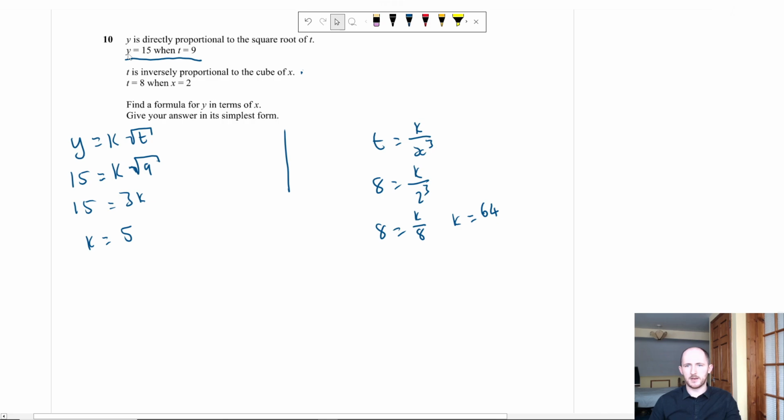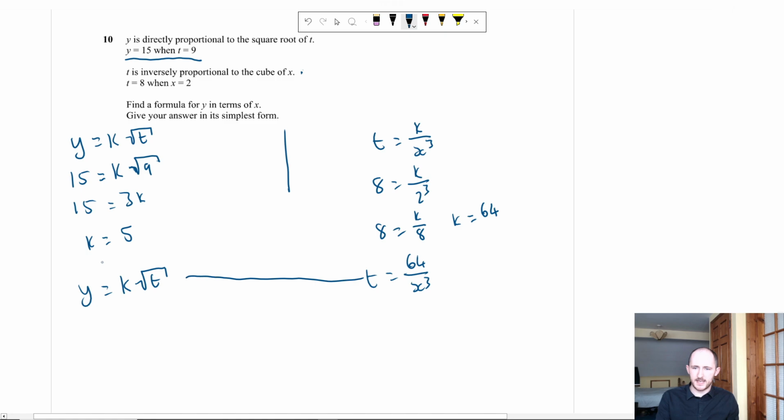Okay. Now, if we look at this formula that we have here, so we have y is equal to k square root t, right? And here we have t is equal to 64 over x cubed. What I can do now is substitute this equation for t into this formula. In fact, instead of k, I should have written 5. Just change that quickly. So that means my formula for y in terms of x is y is equal to 5 times the square root of 64 over x cubed.